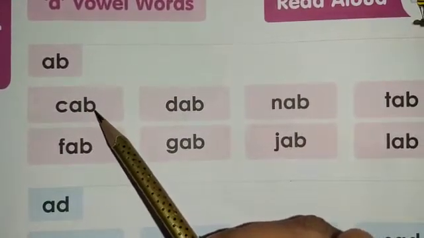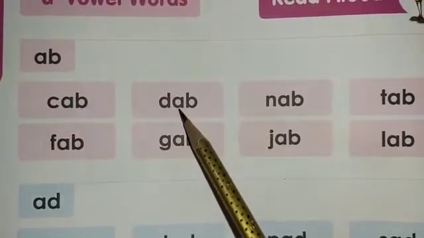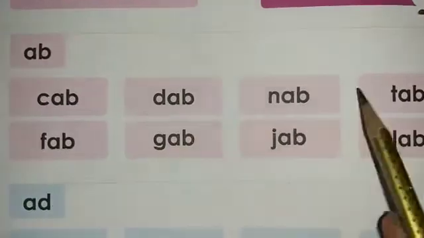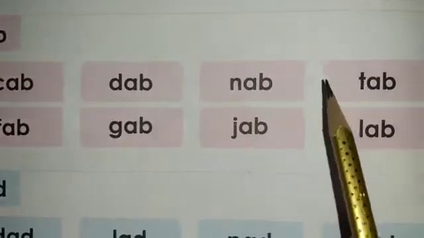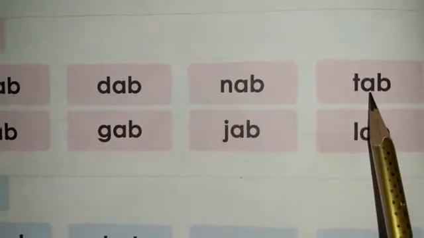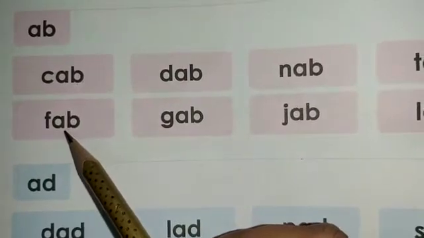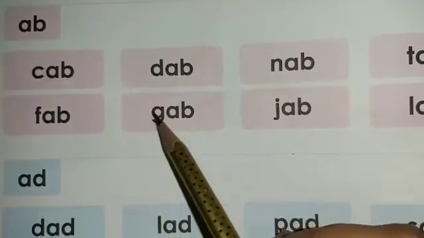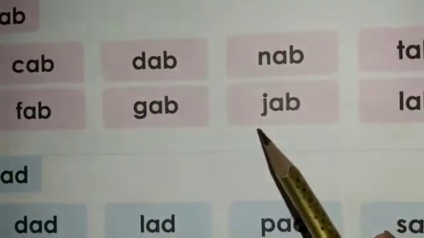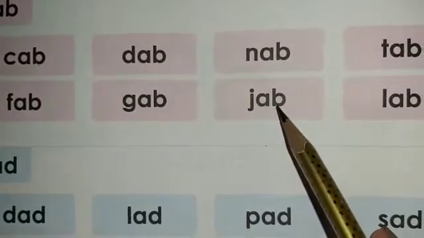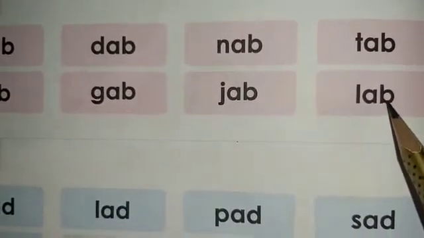Cab, A, B, B. Cab. Dab, A, B, B. Dab. Nab, A, B, B. Nab. Tab, A, B, B. Tab. Fab, A, B, B. Fab. Gab, A, B, B. Gab. Jab, A, B, B. Jab. Lab, A, B, B. Lab.